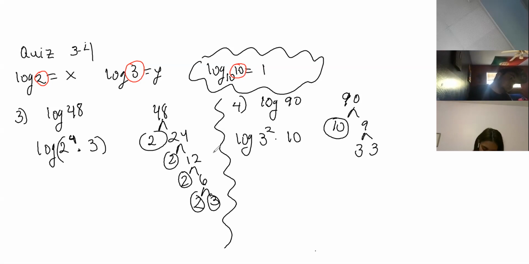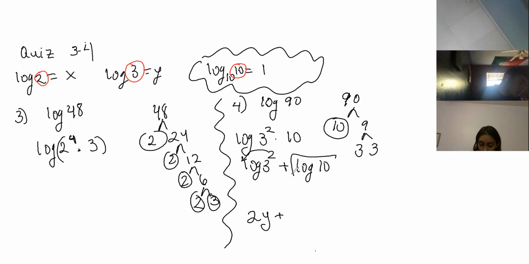Do you guys have it from there, or would you like to see it a step further? So it would be 2 plus 10. So that'd be 2y plus x. Because you did log of 3 squared and you brought that 2 down, right? Plus log of 10. What is log of 10? Oh, that's 1. Good job. So it would just be 2y plus 1. Yes. Okay. Got it? Yes, I do.